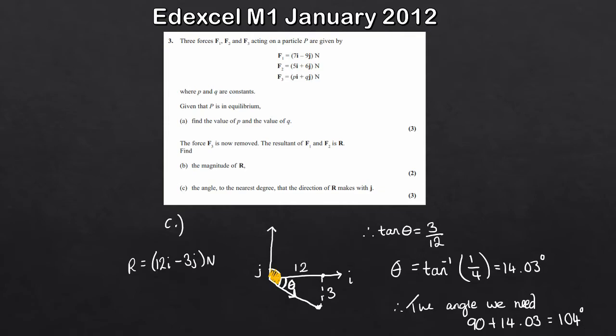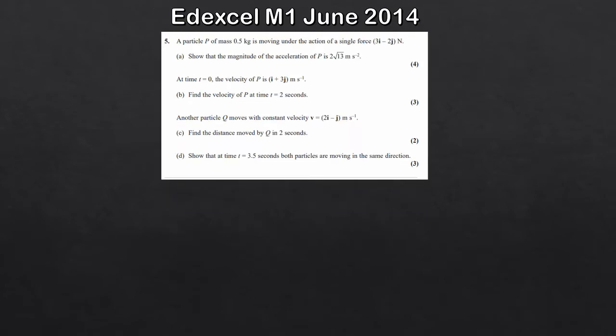Let's take a look at the next question then. So the next question, again, using vectors throughout the question. So the first part, we're asked to show that the magnitude of the acceleration of p is 2 root 13 meters per second squared. So to do this, question 5a, we're going to use Newton's second law here.